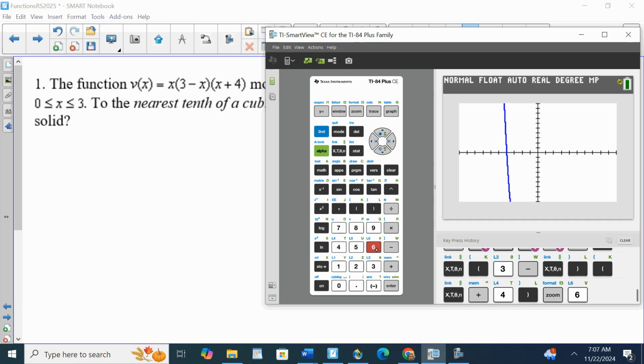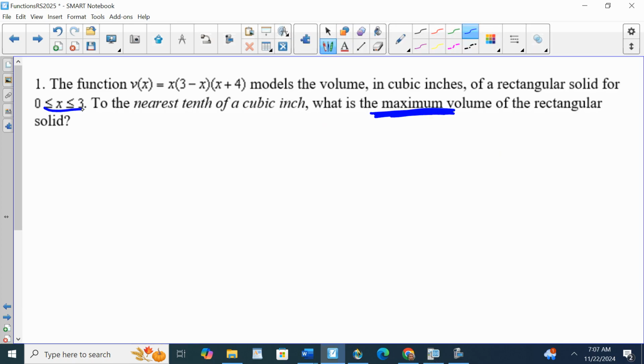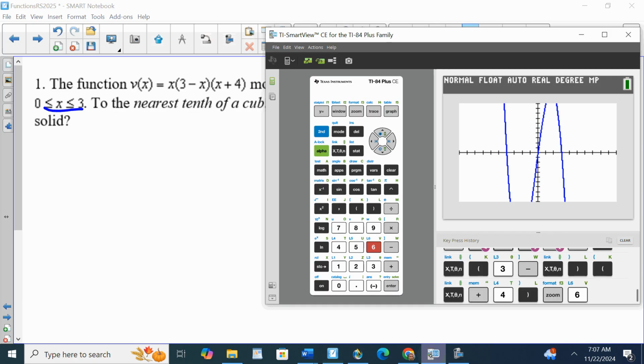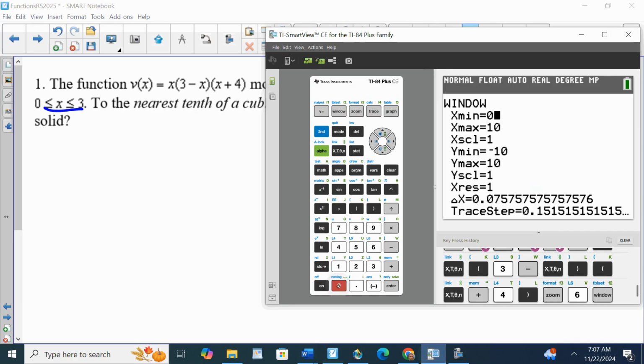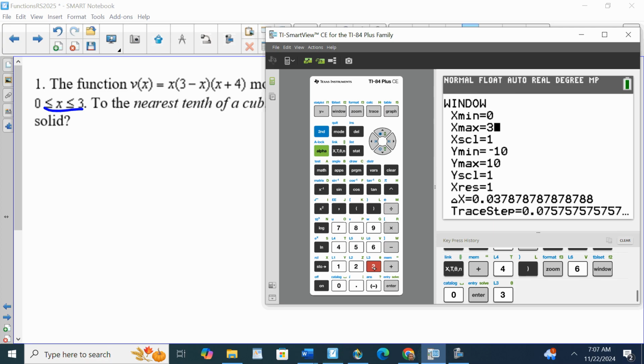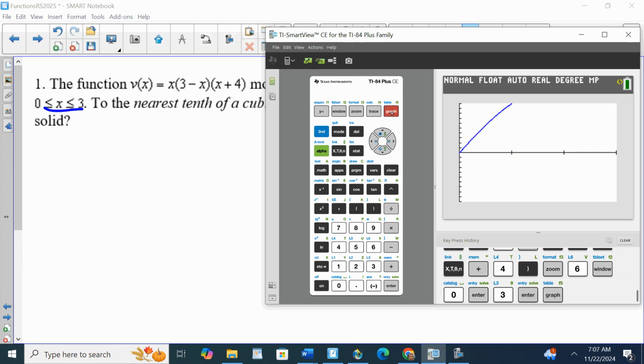I start with zoom 6. It even tells me here that it wants it from 0 to 3. So you don't have to do this, but you can just automatically make your window have your x values go from 0 to 3. Now I'm looking for the maximum. Do I see the maximum? No. So I need to adjust my window.